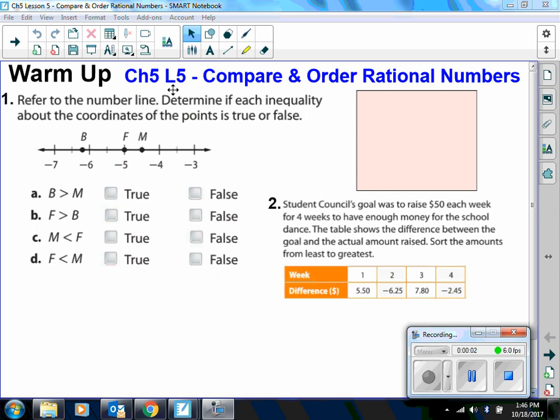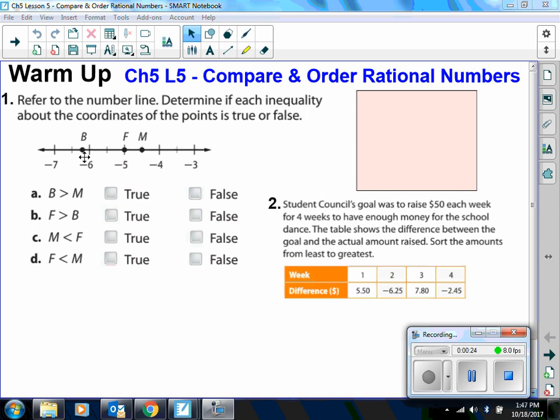All right, so Chapter 5, Lesson 5 is compare and order rational numbers. Number 1 says to refer to the number line, and we want to determine if each inequality about the coordinates of the points is true or false. So here's the number line. We have B, F, and M, and we want to know, are these statements true or false?